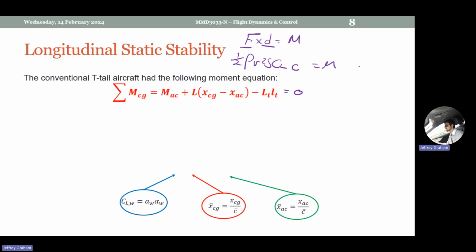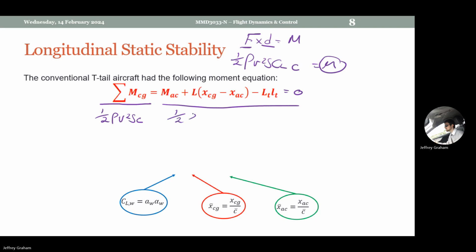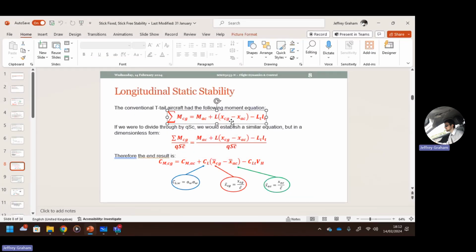So what I'm going to do is rearrange this so we turn this into a pitching moment. And you do that by dividing by half rho v squared S c. I'm going to do it to every single part of this. Right, I'm just going to jump out of this and show you this a bit clearer. Let's take that.